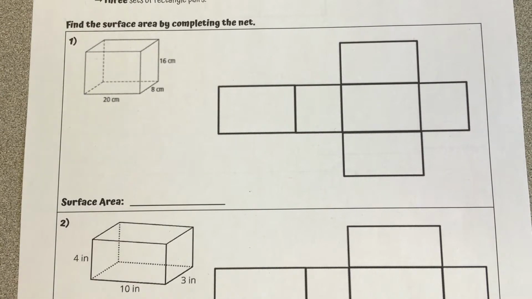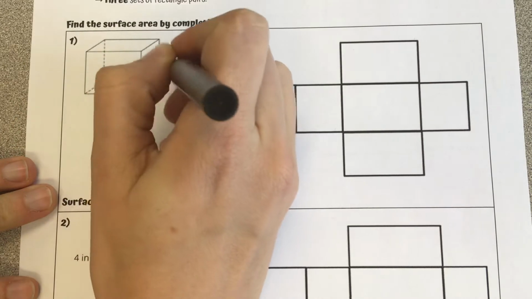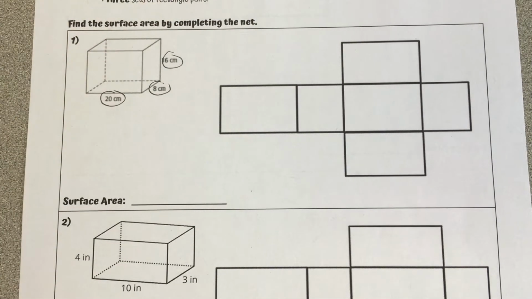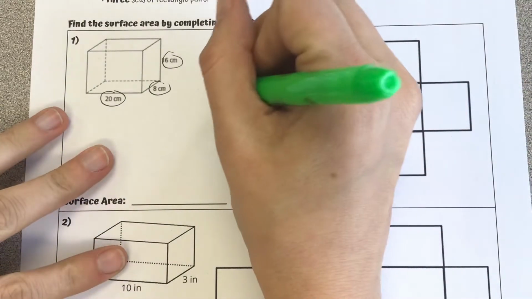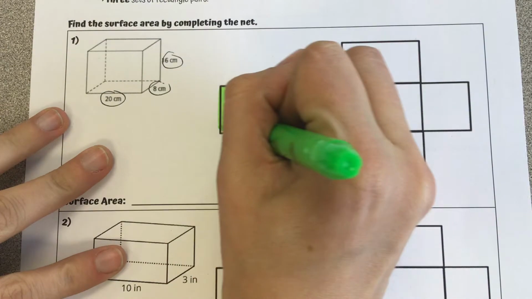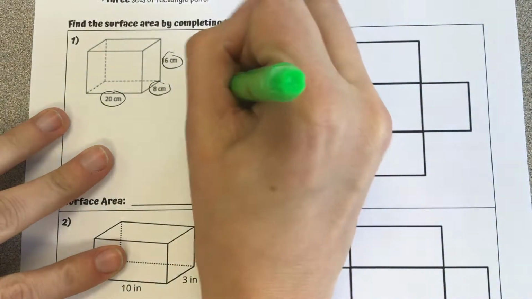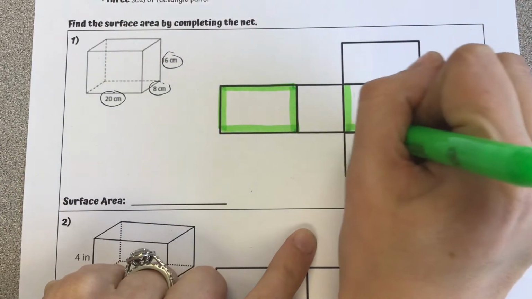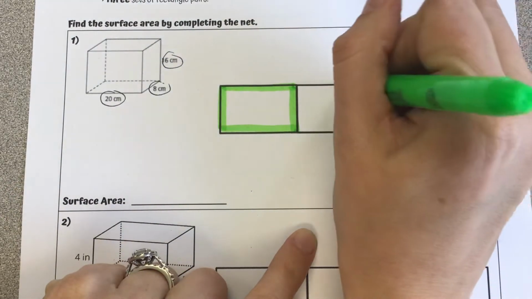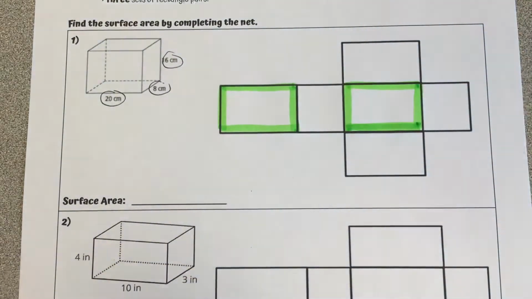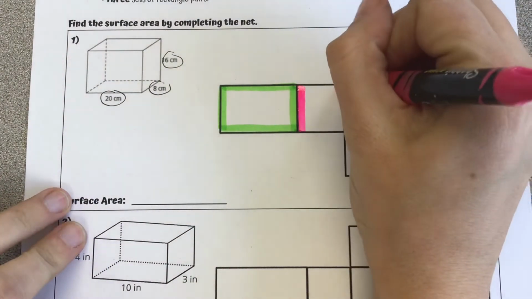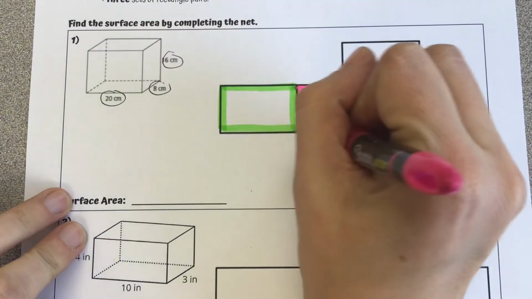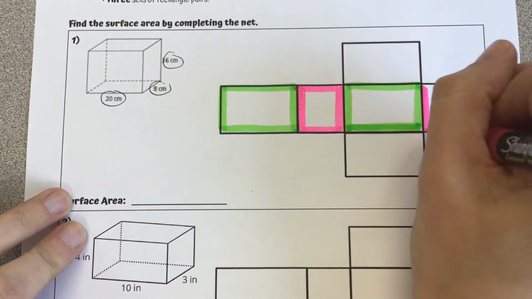So when I look at my shape, we have 3 values, right? And what I'm going to do here is I'm going to note that this rectangle should be congruent to this rectangle. Okay. This rectangle should be congruent to this rectangle.